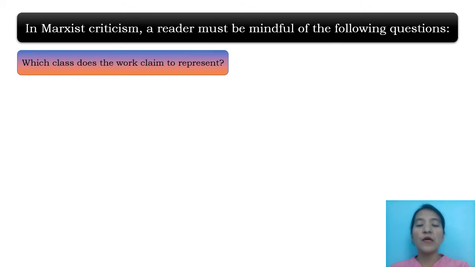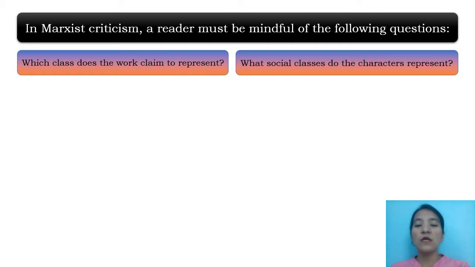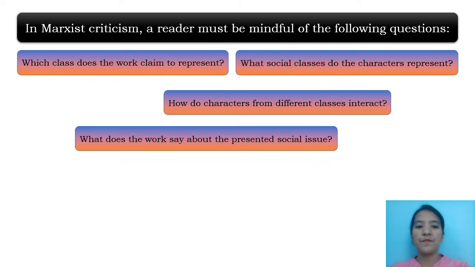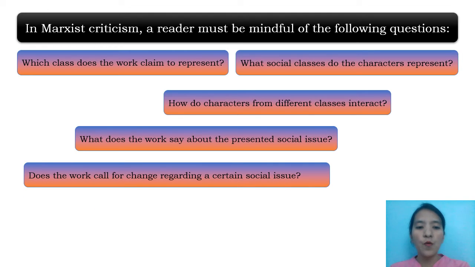Which class does the work claim to represent? The work here pertains to the literary piece or literary selection. What social classes do the characters represent? How do characters from different classes interact? What does the work say about the presented social issue? And does the work call for change regarding certain social issue?